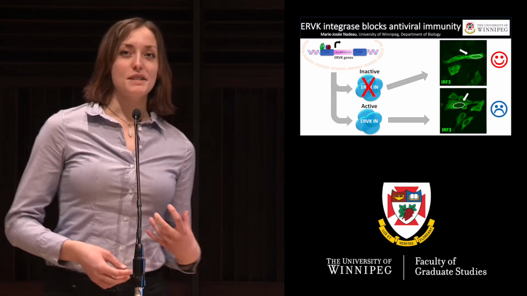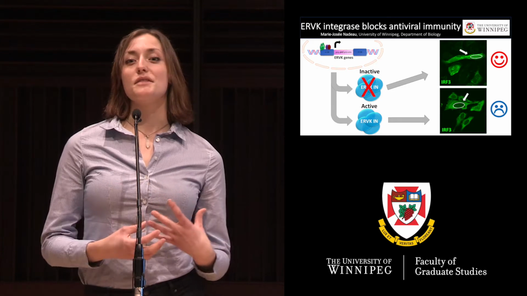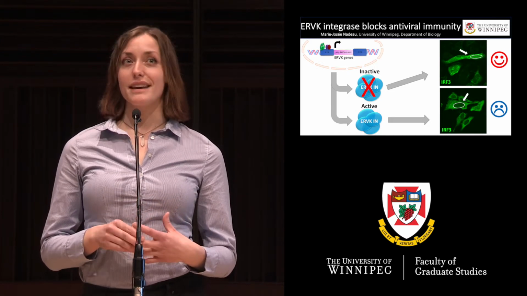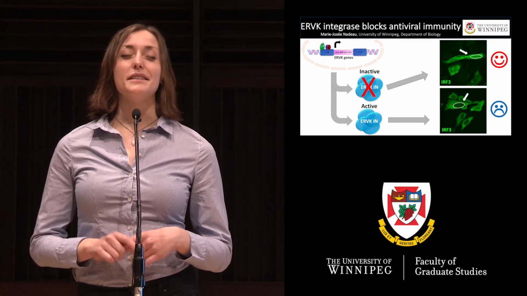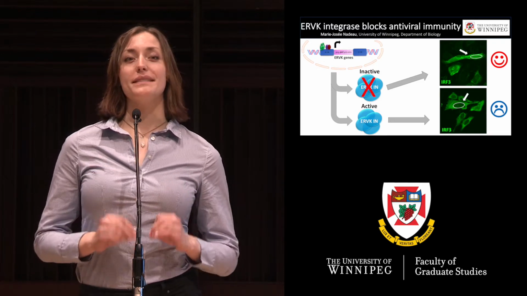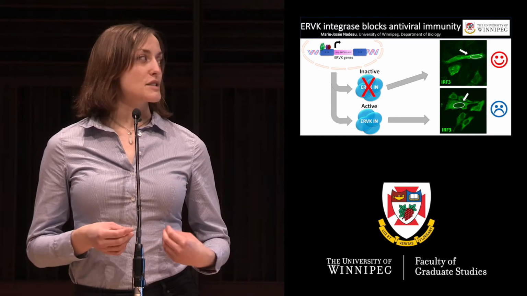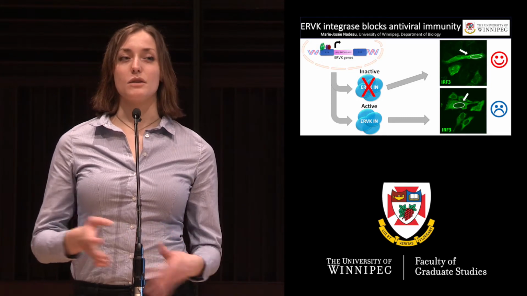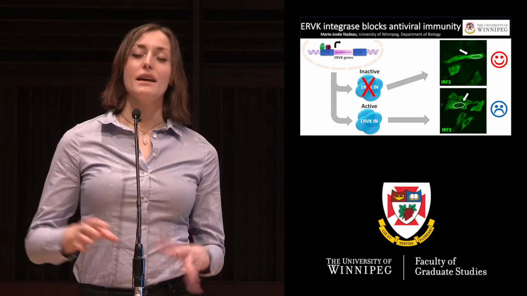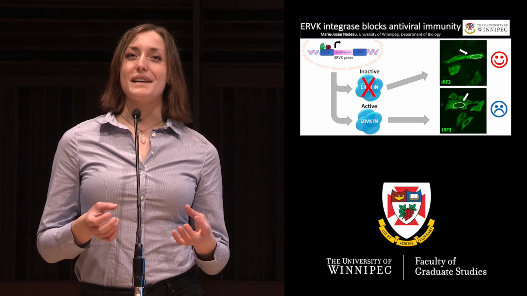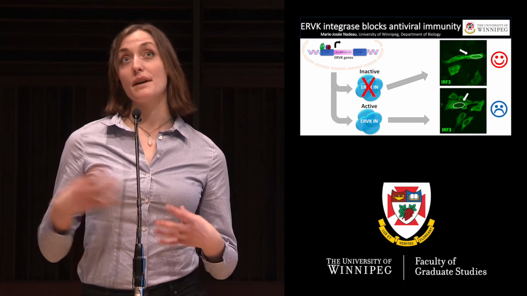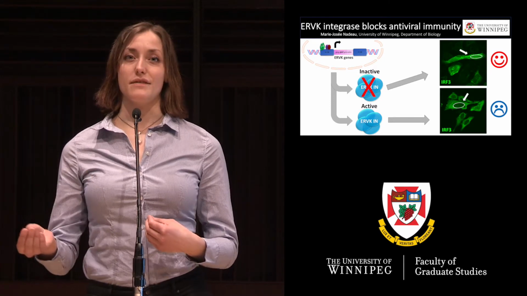For my master's research, I'm going to be studying the contributions of endogenous retrovirus K, or ERV-K's, integrase enzyme in the immune impairment that we see in ALS. So ERV-K is a group of retrovirus genes found in humans. I have them, you have them, and they produce the same basic proteins that we'd find in better-known retroviruses like HIV.